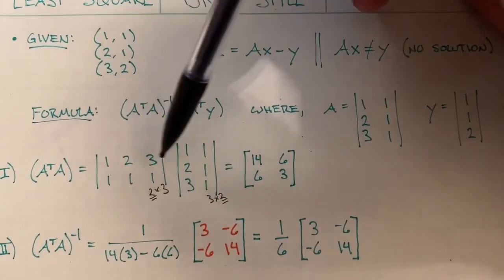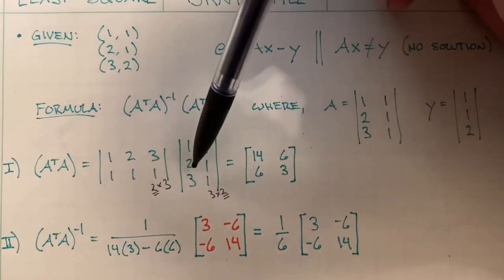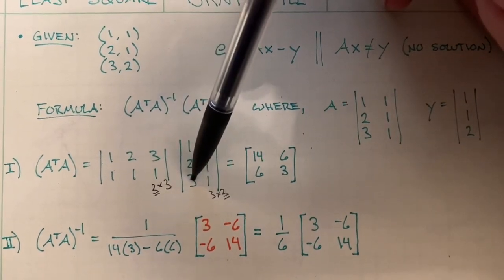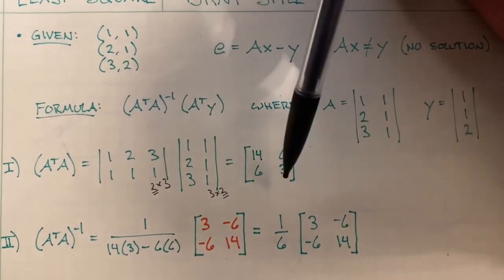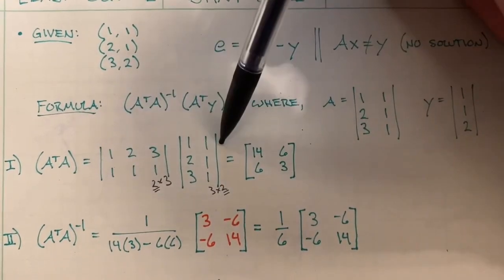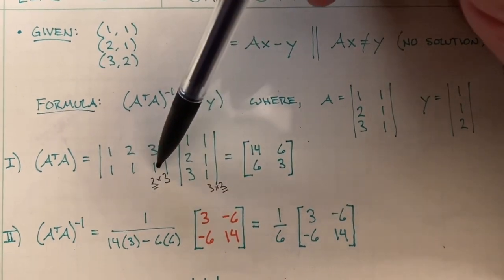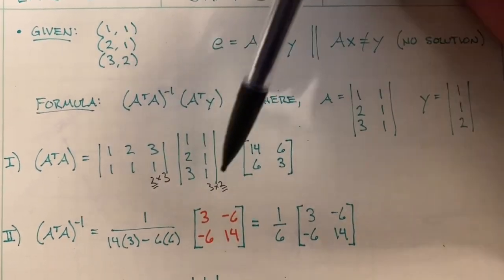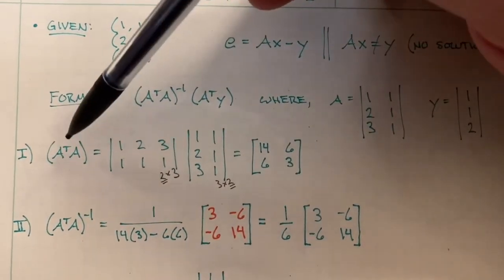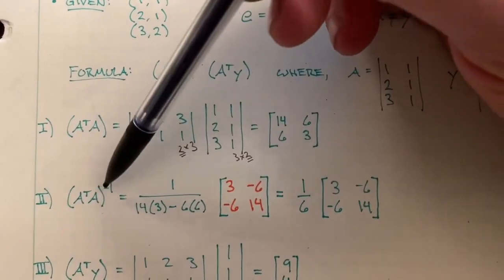We'll go to the second row. 1 times 1 is 1. 1 times 2 is 2. 1 times 3 is 3. 3 plus 2 plus 1 is 6. Then 1 times 1 is 1, 1 times 1 is 1, and 1 times 1 is 1. 1 plus 1 plus 1 is 3. So there's your A transpose A. Now let's go ahead and invert it with this minus 1.